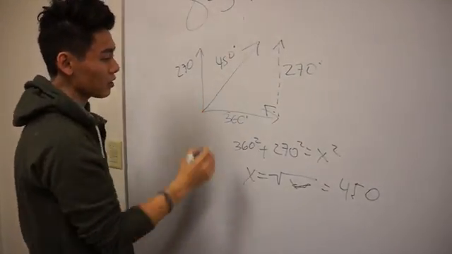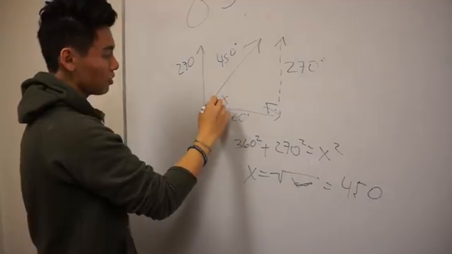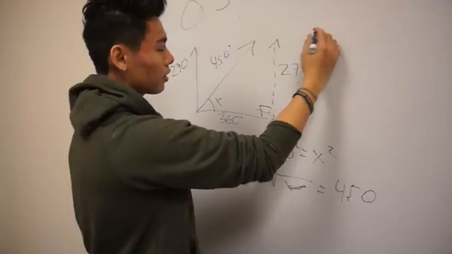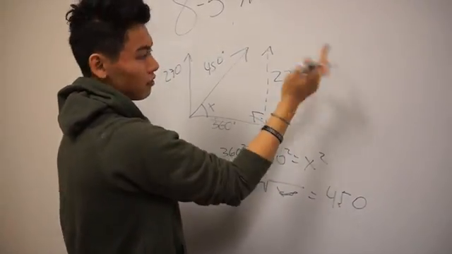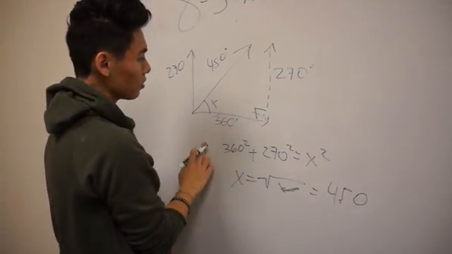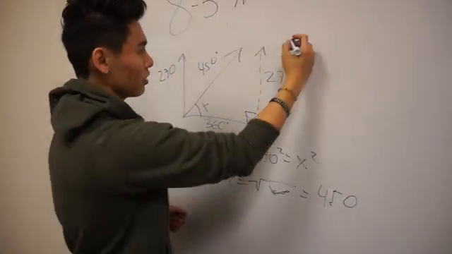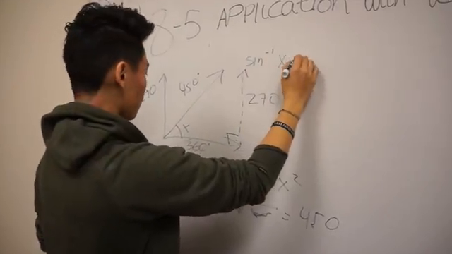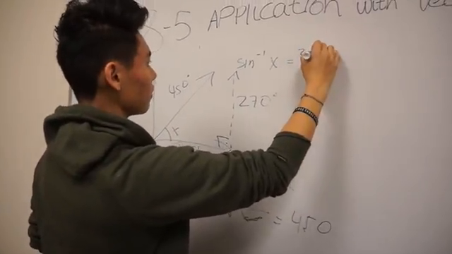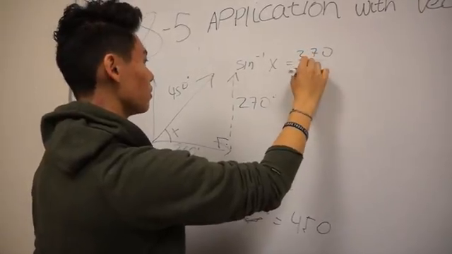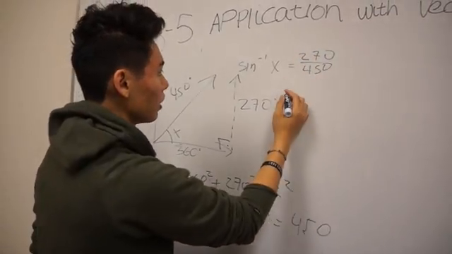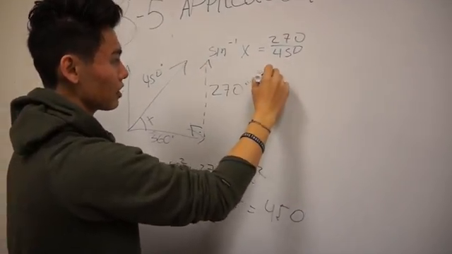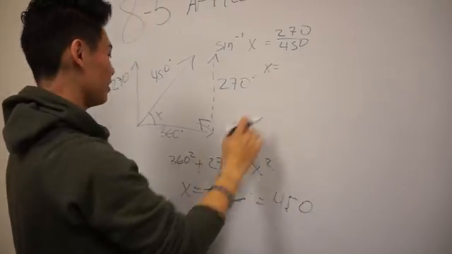Now that you know that, you can solve for the angle if you want to. The way you would do that, you have to use the inverse of cosine or inverse of sine. So we can do inverse of sine. Inverse sine of x equals 270 over 450. Then you find what this is, take the inverse sine of that, and you find what x is, and it should be an angle. And I don't know what that is.